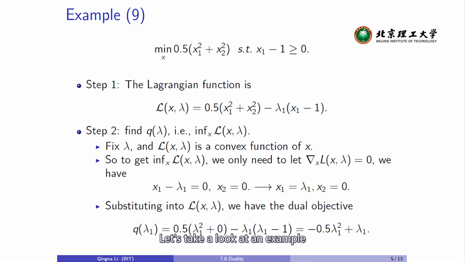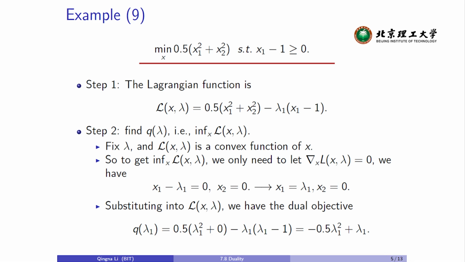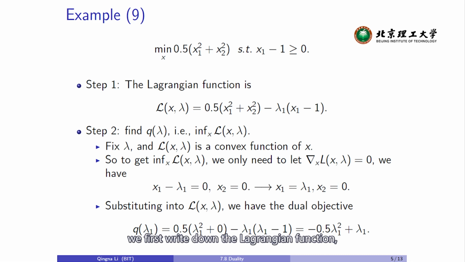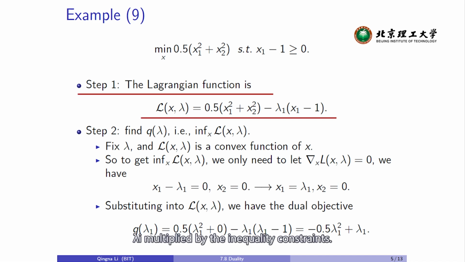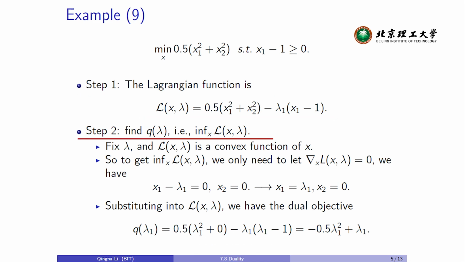Let's take a look at an example of how we can get the dual problem. We have the minimization of a quadratic function subject to a linear inequality constraint. According to our way of generating the dual problem, we first write down the Lagrange function, which is the objective function minus lambda_i multiplied by the inequality constraints. After that, we take the infimum of the Lagrange function with respect to x, which means we try to find the minimizer of this Lagrange function with respect to x1 and x2.